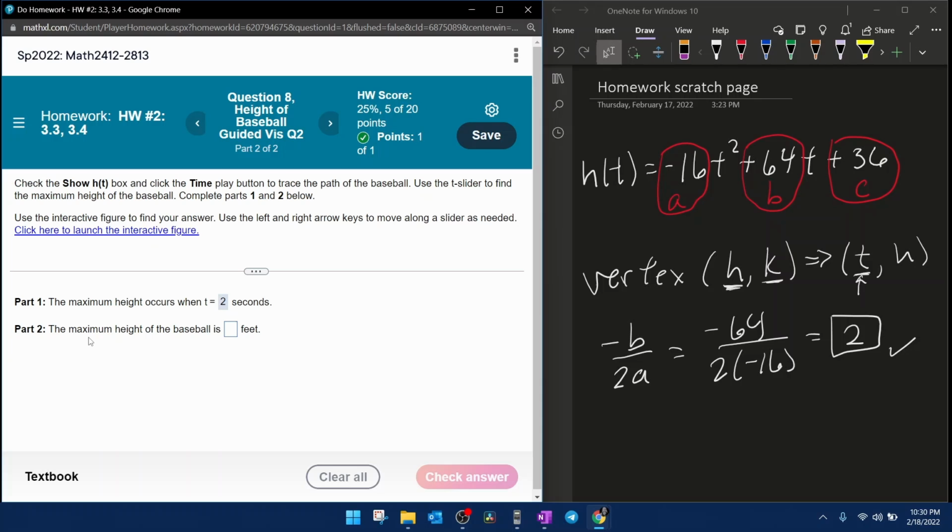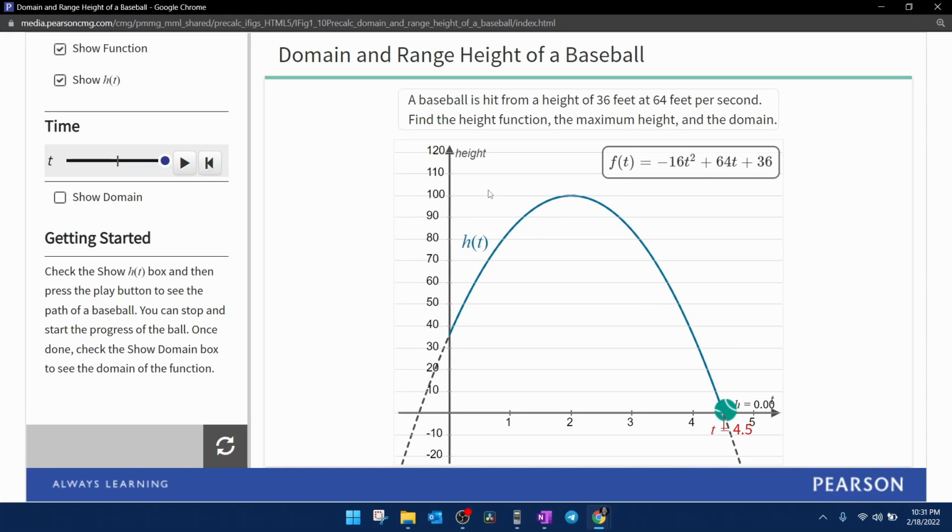Now, part 2, they want the maximum height of the baseball. Do you understand the difference? The first question says, when does it reach its maximum height? Part 2 says, what is the maximum height? And we know the maximum height is the y-coordinate of the vertex, which would be k. If we go back to our graph, we can estimate that height to be about 100.